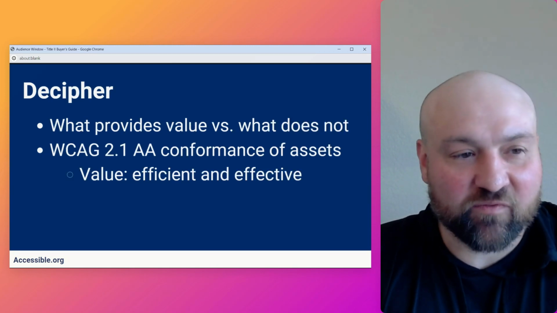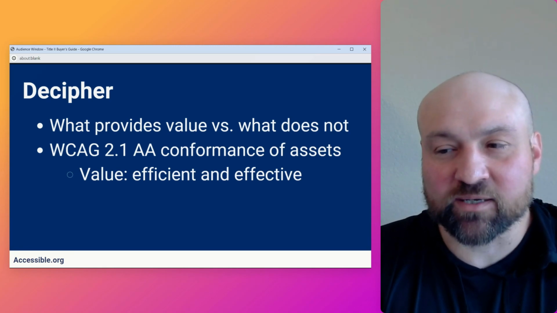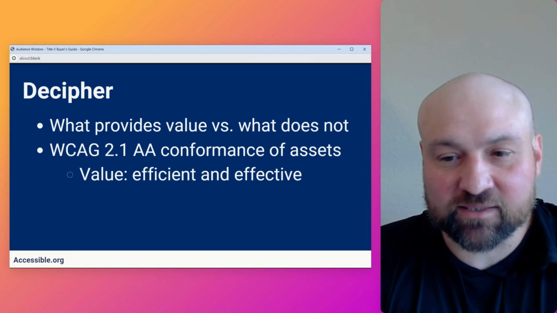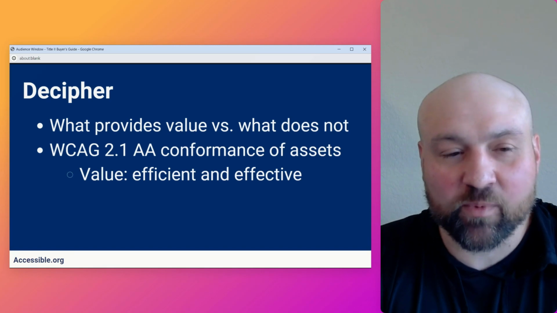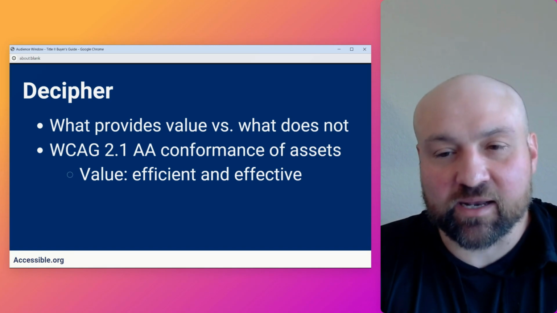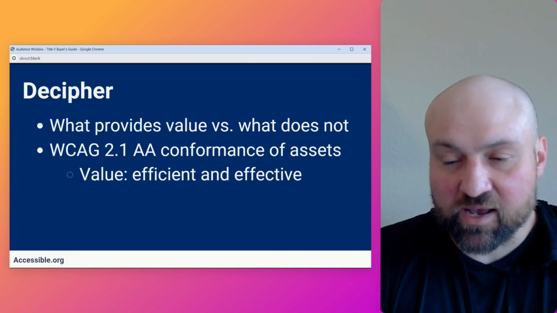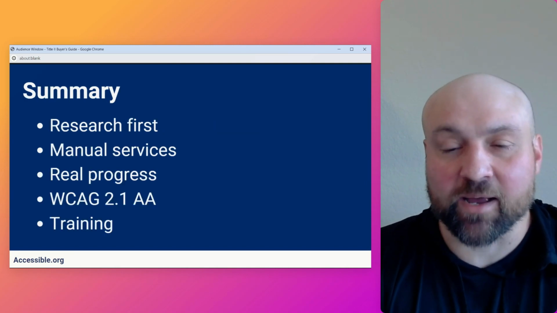So on this next slide, I have decipher. Decipher what provides value and what does not. We need to make our assets WCAG 2.1 AA conformant. There is value in anything that helps make that process more efficient and more effective. So that's what we want to buy.